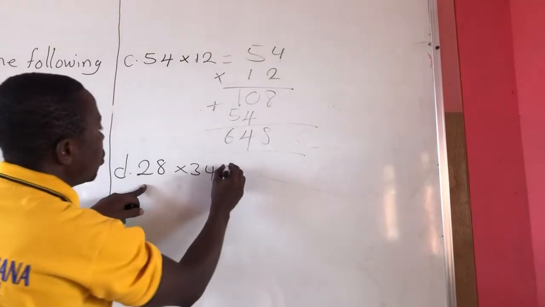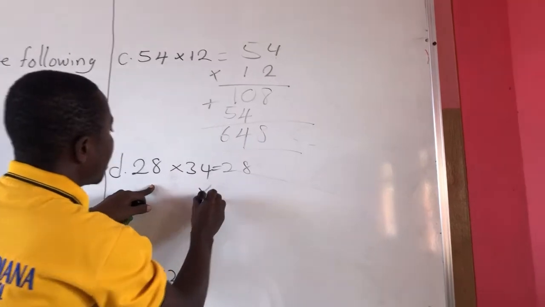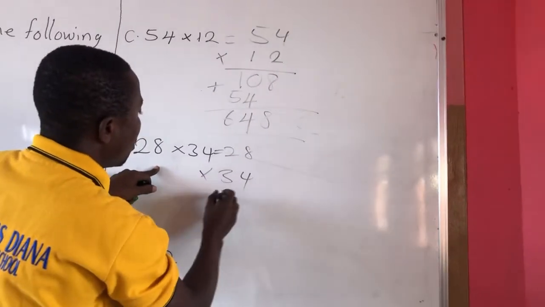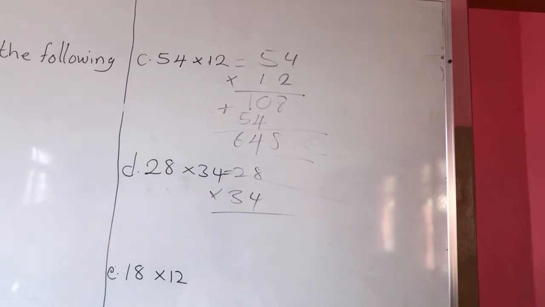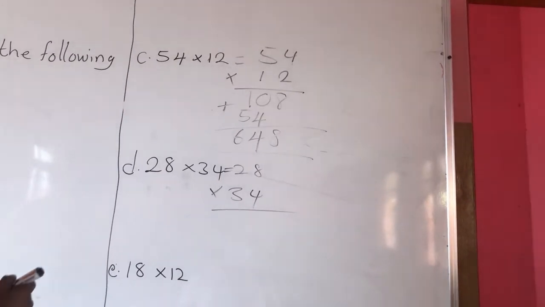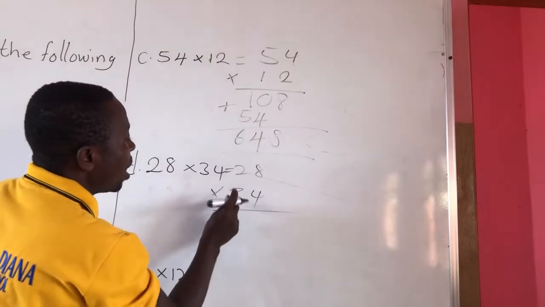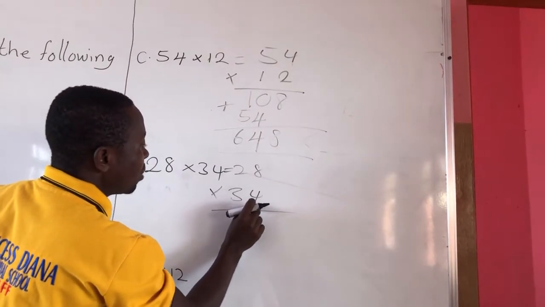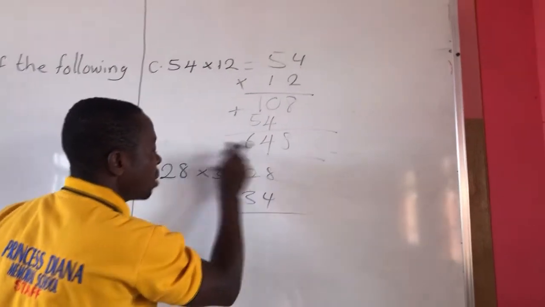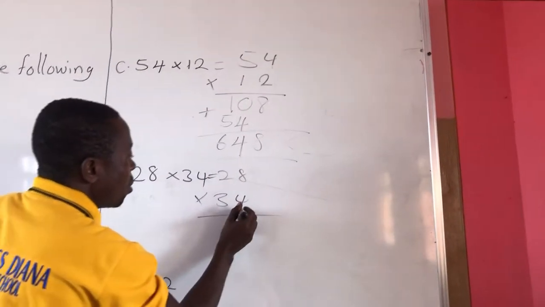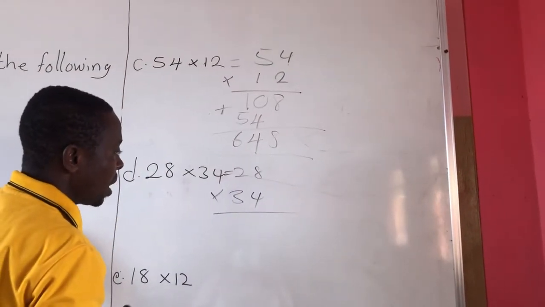Now let's continue. The next one is 28 times 34. We are taking 4 to multiply through by 28, then take 3 to multiply through. So let's start with the 4. 4 times 8 is 32. Right? Good.